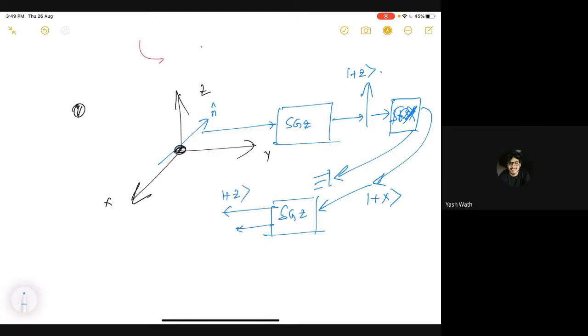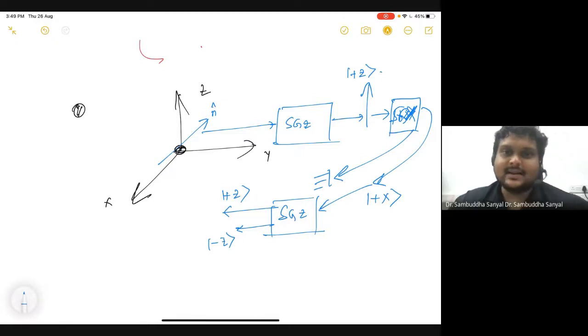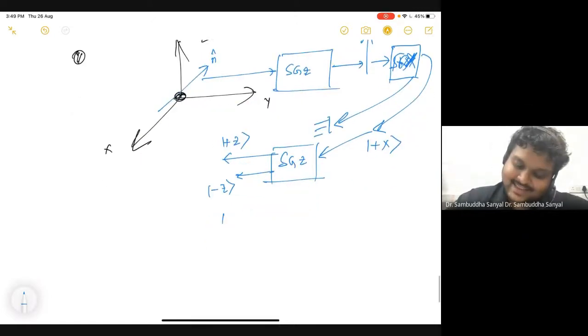Correct. But if you think in terms of this needle, suppose it's in some n cap direction, let's see what happens. First, it rotates to, let's say, plus z. Then it rotates 90 degrees to give x. And then if you put it back to z, it doesn't necessarily have to rotate to the plus z side. So it can rotate to either plus z or minus z. That is the explanation, right? Because plus x is a combination of plus z and minus z, right? So what is the problem here?